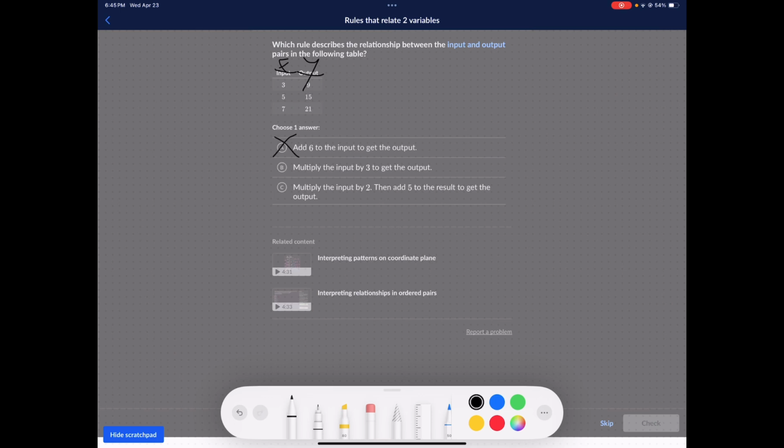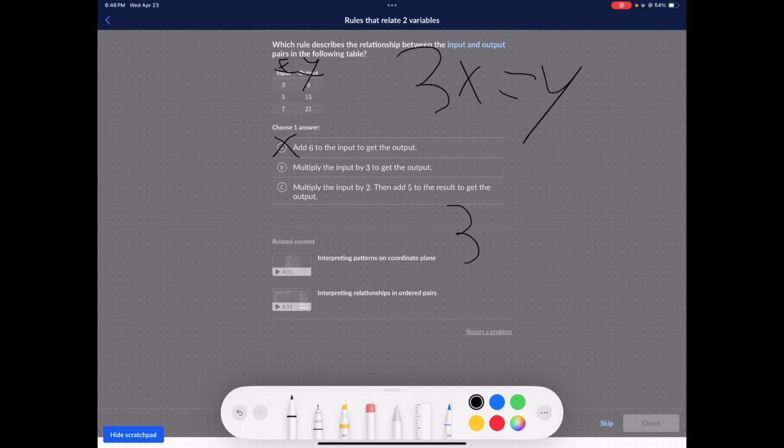Choice B, multiply x by 3 to get the output. So this is 3x equals y, because remember, multiplication is commutative. It's interchangeable. So it can be x times 3, 3 times x, 3x, whatever. For the purpose of the tutorial, I'll use 3x. So let's see if we have a pattern here.